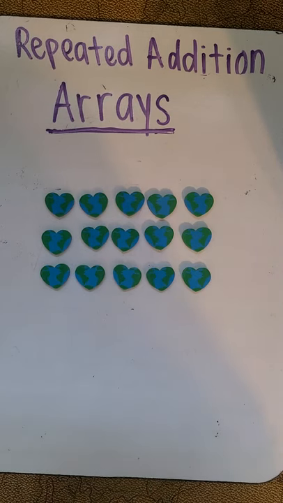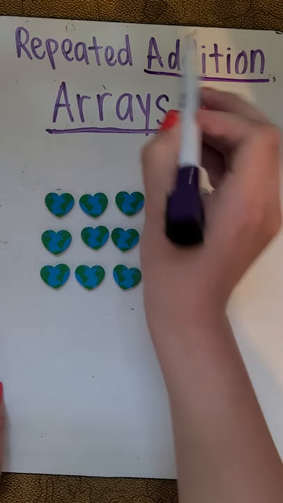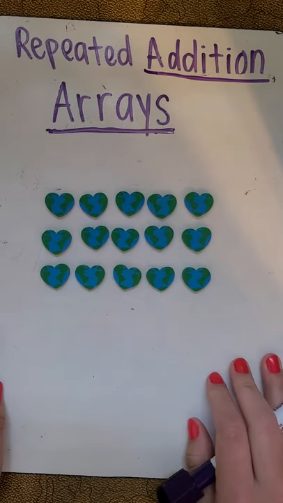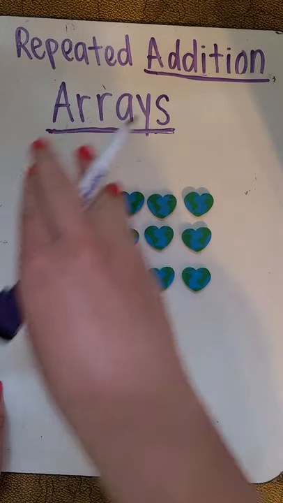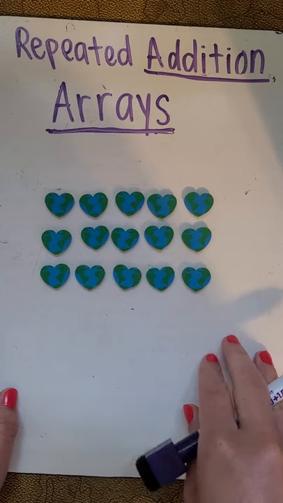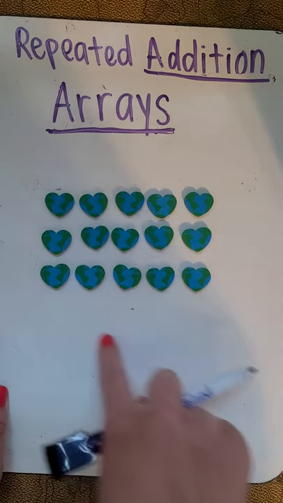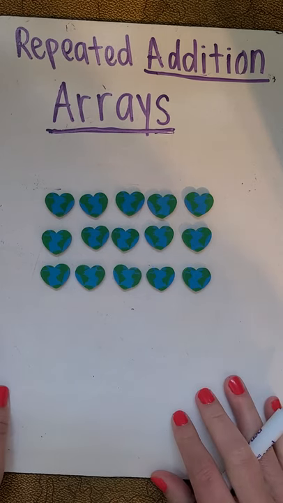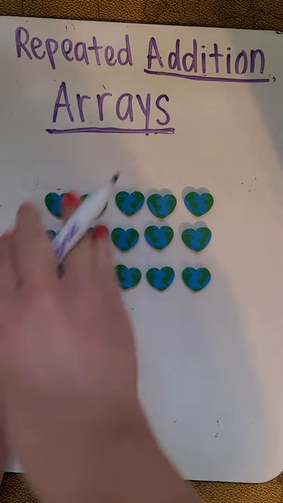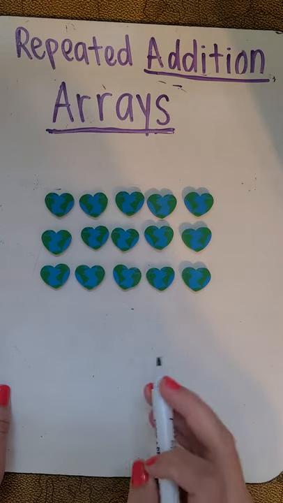Well, today we're going to learn about how to write an equation, an addition equation, to find the total number of objects in my array. So right now I have hearts. So I'm going to write an equation to show me the total number of hearts in this array. Remember, total, we use addition. We add to find the total.